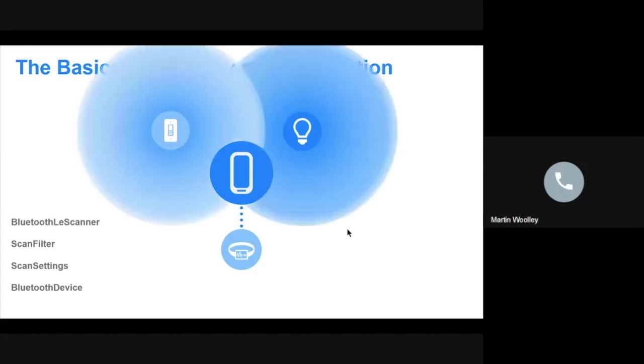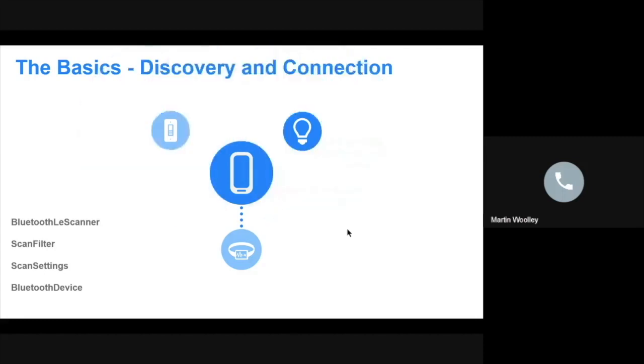Other devices will continue to advertise. You're not interested in those. The one that you've connected to will almost certainly stop advertising because it's now in the connected state.